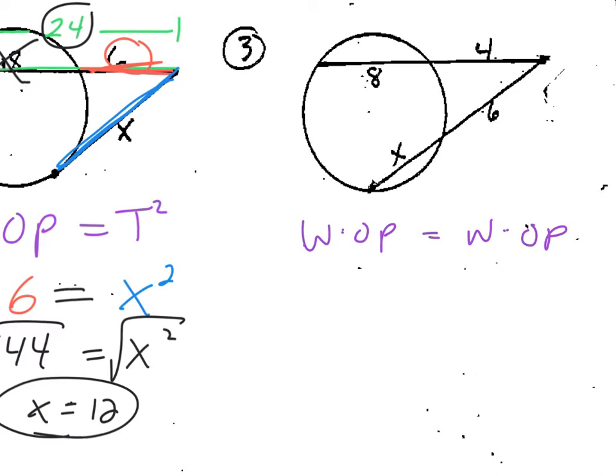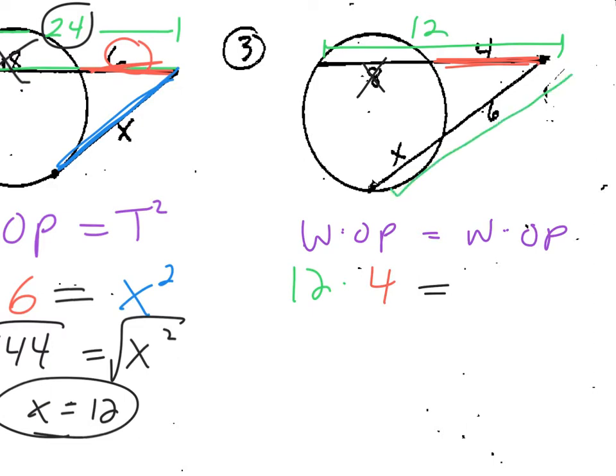Let's look at one of our secants. It doesn't matter which one. I'm just going to start with this top one, and it looks like my whole length is 12 for that, times the outer part is my 4. Okay, notice again I didn't use the 8 by itself. I used the whole and the outer part. And then if I go to my other secant, I've got the whole length is not just the x or the 6, it's the combination. So we're going to write that as x plus 6, not 6x. We're going to add them, not multiply.